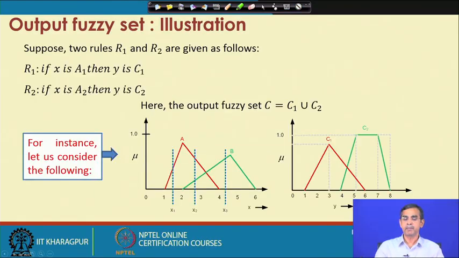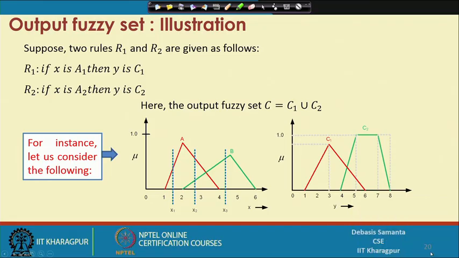So, this idea can be described better mathematically, and I will just discuss it in terms of two rules. The same idea can be explained for more than two rules as well. Now, here is an example, we can check it clearly. Suppose two rules are given: if x is A1 then y is C1, and another rule is if x is A2 then y is C2. Now, for an input, say x equals some x dash, we have to calculate what is the rule strength.